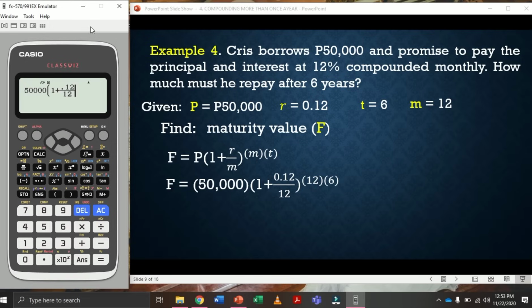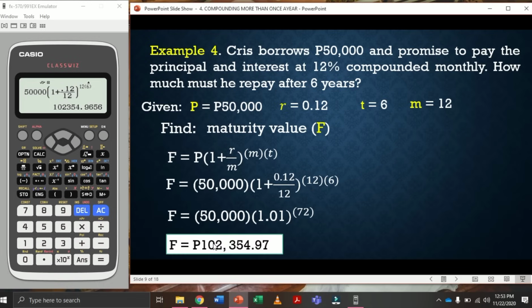And then, close parenthesis, lagay natin. Then, raise to 12 times. So, lagay natin 12. Okay, lagay natin times 6. Okay, and then equals. So, the answer is 102,354.97. So, tingnan nyo yung utang niya lang ay 50,000, no?